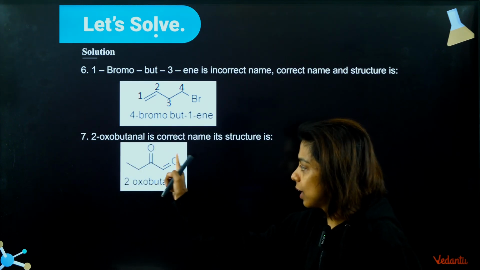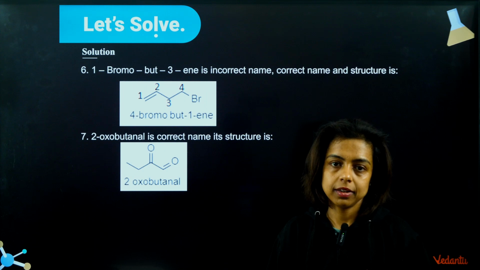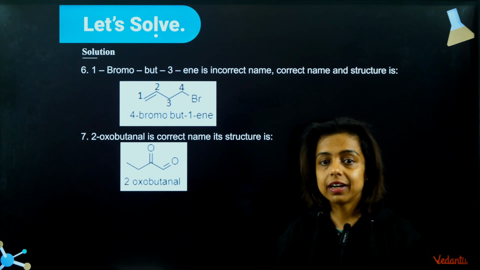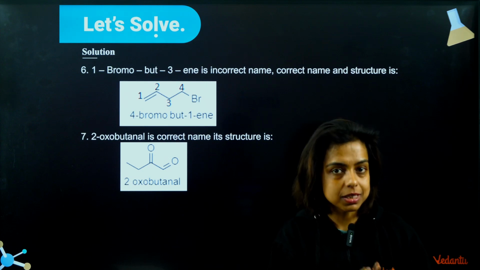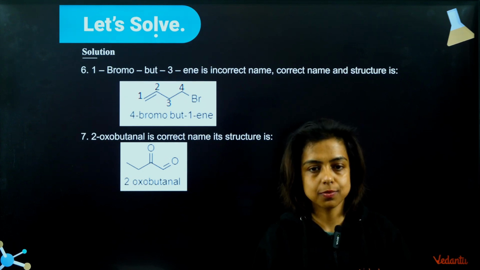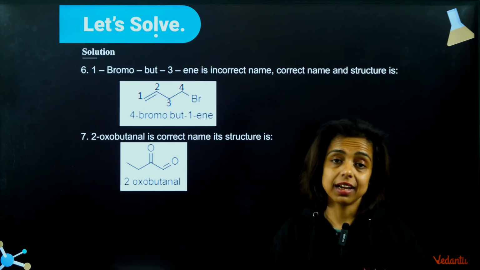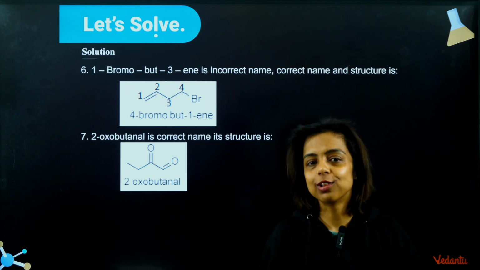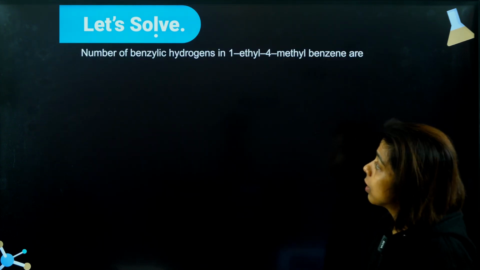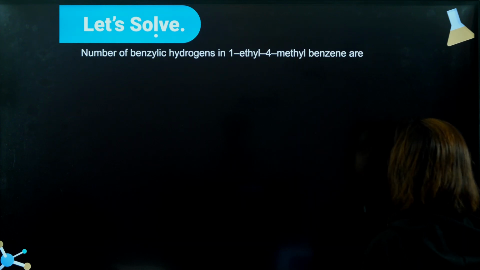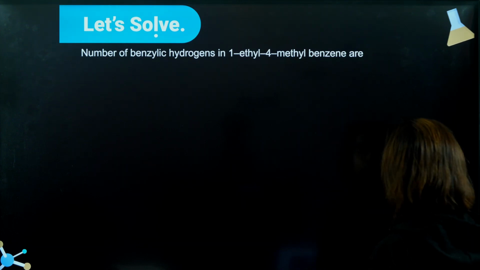2 ऑक्सोब्यूटेनल एल्डिहाइड है, देयर इज अ कीटोन हियर. 2 ऑक्सोब्यूटेनल एल्डिहाइड विल गेट द प्रायोरिटी ओवर कीटोन. तो अल से एंडिंग होगी, प्रिंसिपल ग्रुप होगा, एंड योर कीटोन विल एक्ट एज अ सब्स्टिट्यूएंट. सो इंडीड जो 7th वाला है, दैट इज द ओनली करेक्ट ऑप्शन आउट ऑफ ऑल दीज. 1 is correct. Okay, now the number of benzylic hydrogen in 1 ethyl 4 methyl benzene.